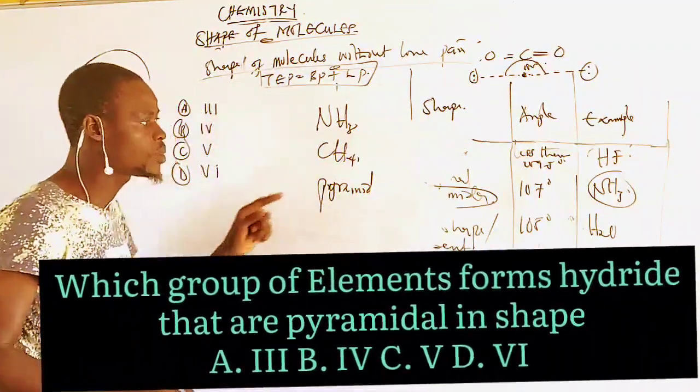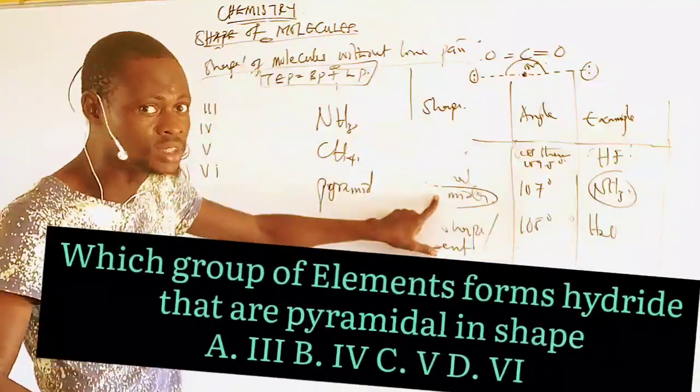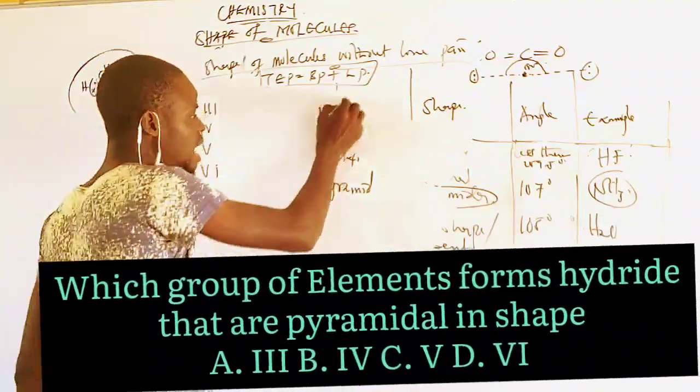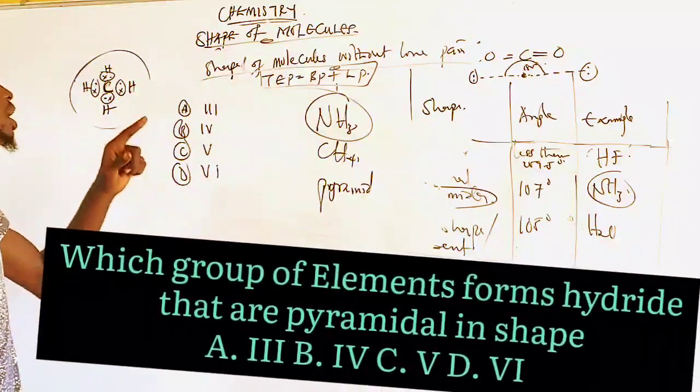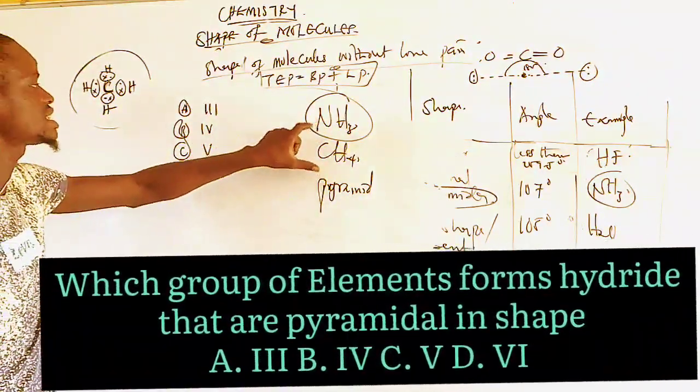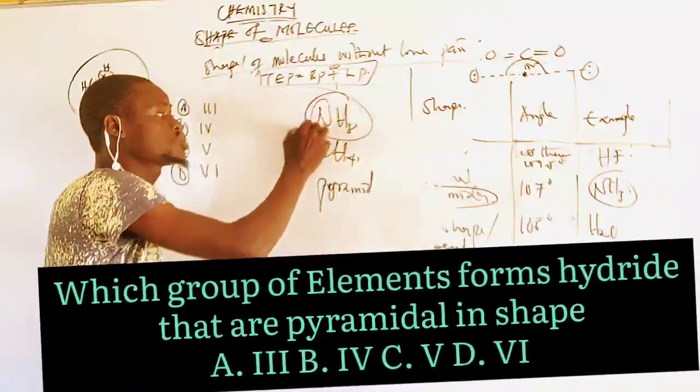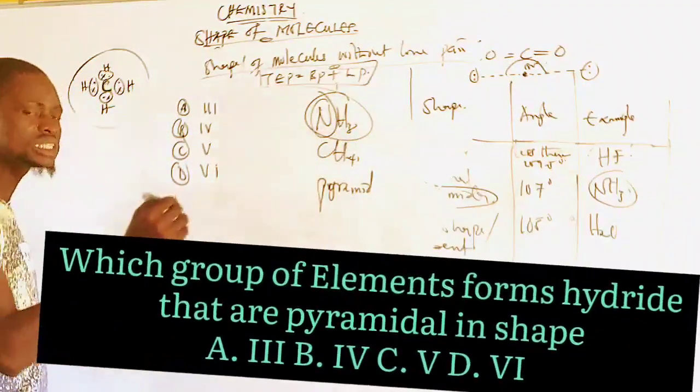The only one that is in the form of a pyramid, which is trigonal pyramid. Are you getting it? Trigonal pyramid is ammonia. And for ammonia, what determines its shape is the nitrogen that is there. And nitrogen is found in which group? How do you determine the group?